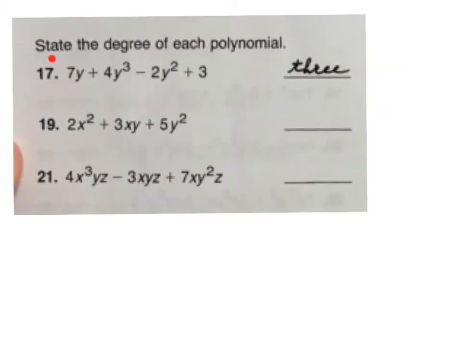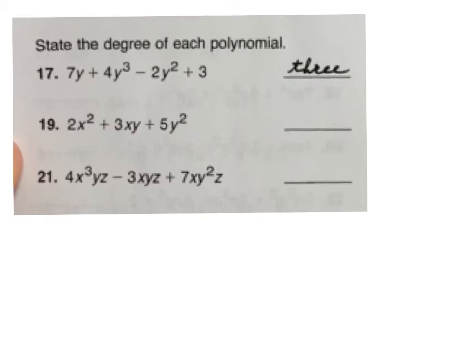So as we look at the directions, it says state the degree of each polynomial. So we're going to look at each term. We're going to look at this term, this term, this one, and this one. And we're going to tell the degree of each term. And whichever one has the highest degree, that's the one we write.